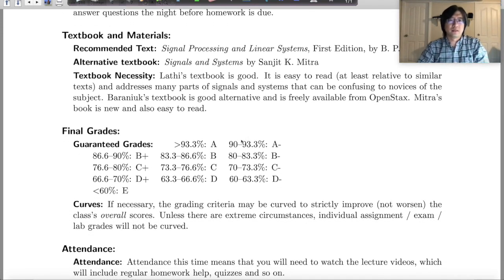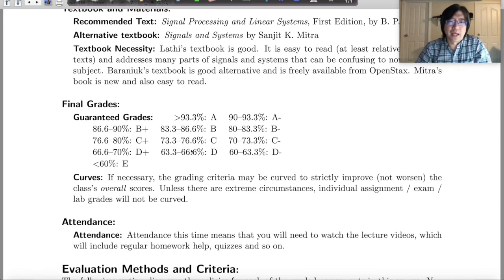Now, the grades. In this class we have grades from A to E. If you are above 93.3, I guarantee you will get an A. From 90 to 93.3 is an A minus, and so on. You can see the grade ranges. Normally in this class I don't curve. My exams and homeworks are not very hard. It depends on the year, but in a good year, maybe one fourth of the class could get an A, and maybe another one fourth an A minus. It has happened before. Normally I don't curve.